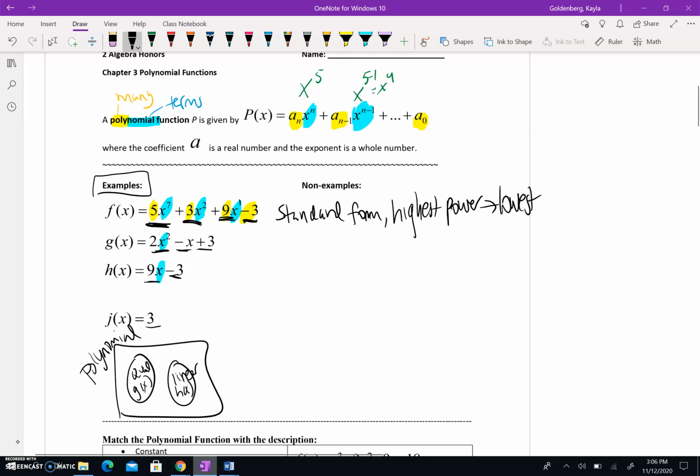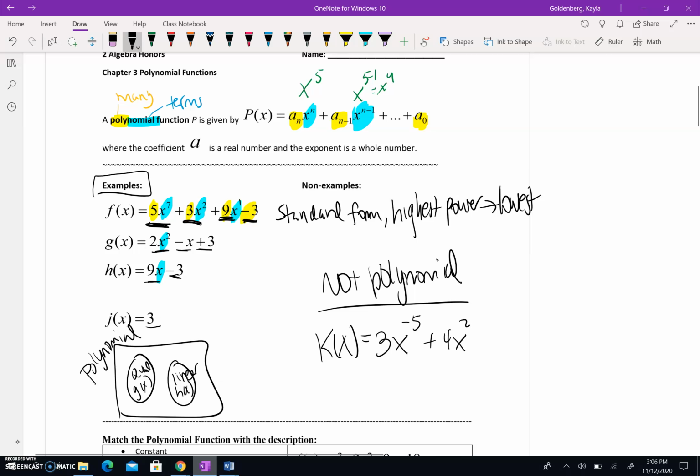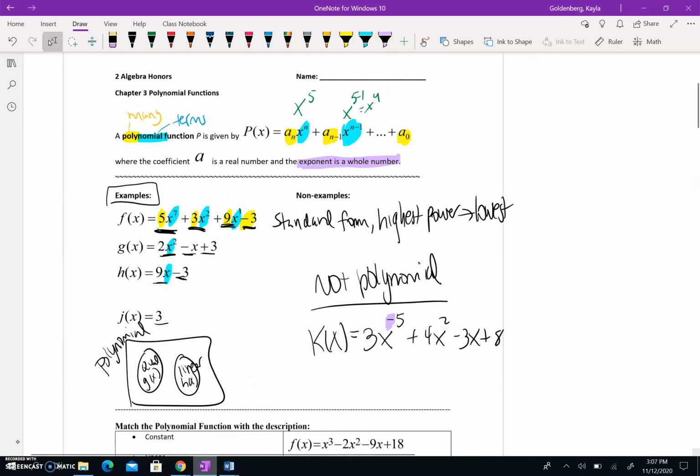The question is, what do non-examples look like? What is not a polynomial? I'll give you an example of what's not a polynomial. Like I'll make k of x equals maybe this. So you might be noticing there's something off with this one compared to previous functions that we've looked at. Notice if I look at the directions, the exponent needs to be a whole number, a whole positive number, not a negative number. So that's something that is not a polynomial, just for a reference point.